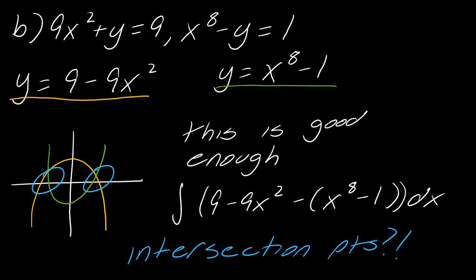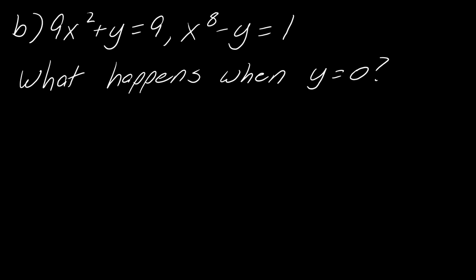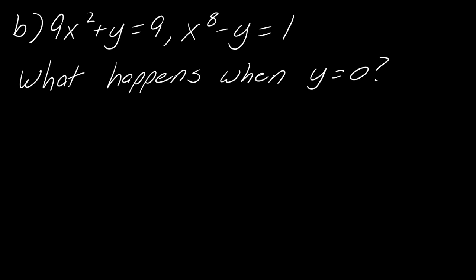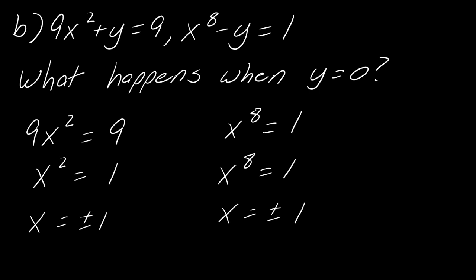So you have to spend some time thinking about the equations and staring at them. The thing I notice is, okay, I don't know where these intersect, but one thing I notice just inspecting these is what happens when y equals 0. So there's a question for you. If you don't know what happens when y equals 0, maybe you should pause and figure that out before I tell you. If I plug in y equals 0, I get 9x squared equals 9 and x to the 8th equals 1. When you solve this, at y equals 0, x is going to be plus or minus 1.